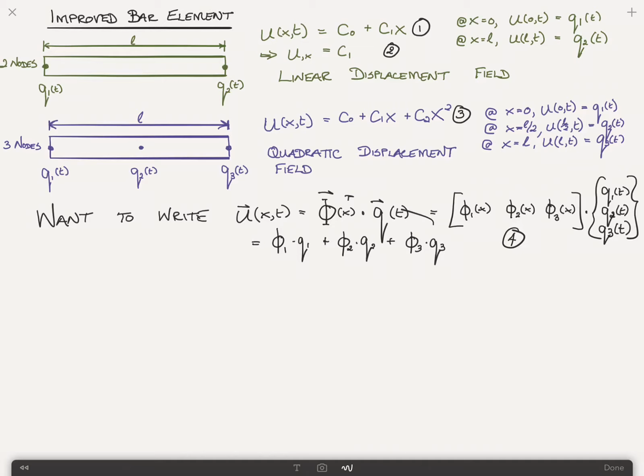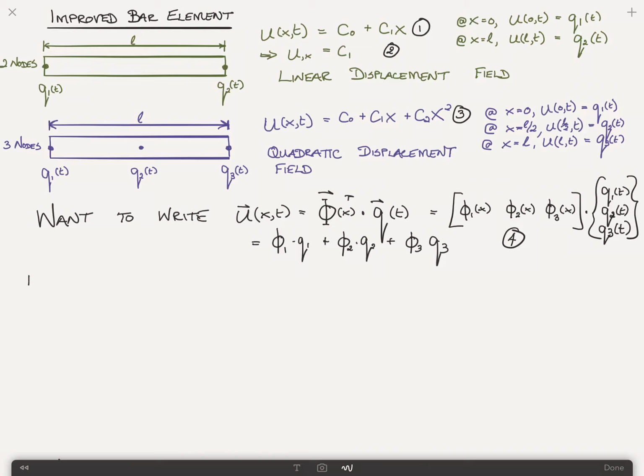If you look at this long enough, you should be able to tell that the nature of the shape functions is such that each shape function is 1 at its own node and 0 at all other nodes. So for example, if we know that the displacement at x equals 0 is q1, then at x equals 0, this must cancel out, and this must cancel out, and phi 1 must just be equal to 1. A similar case could be made for all the other shape functions. So the shape function is 0 at every other node except its own node, and at its own node it's 1. Oops, I deleted too much here. Let me write that again, it's q3.